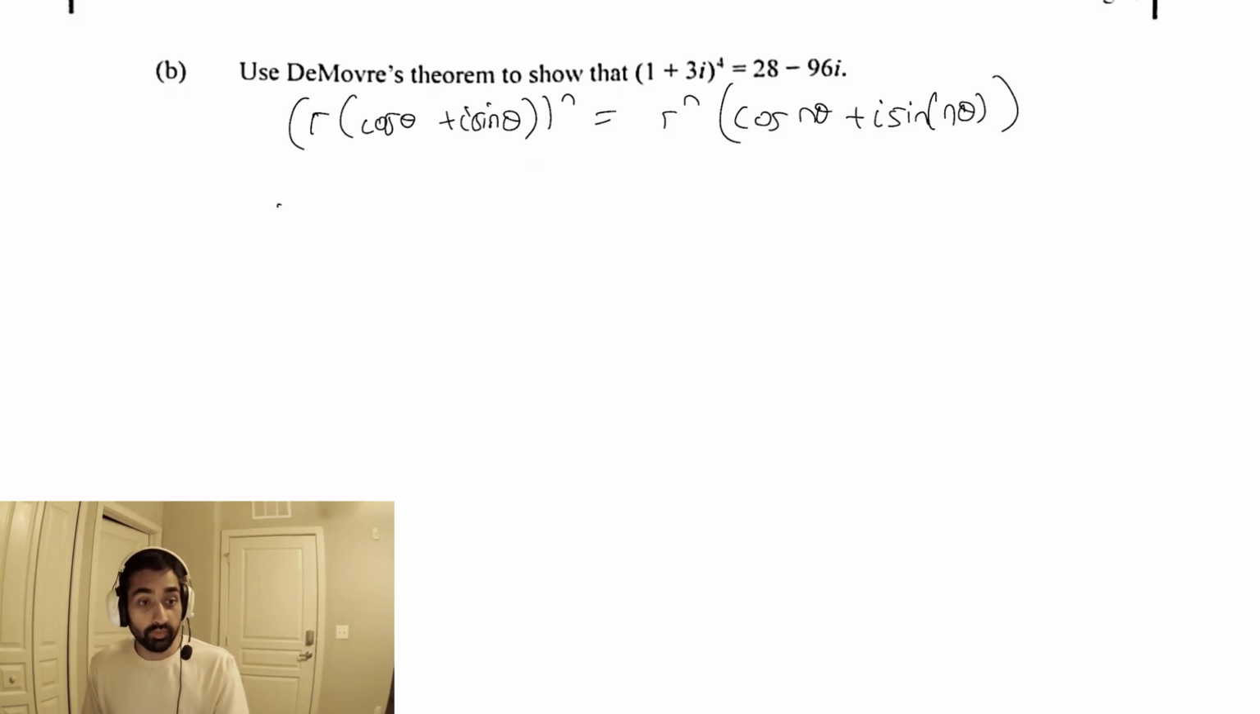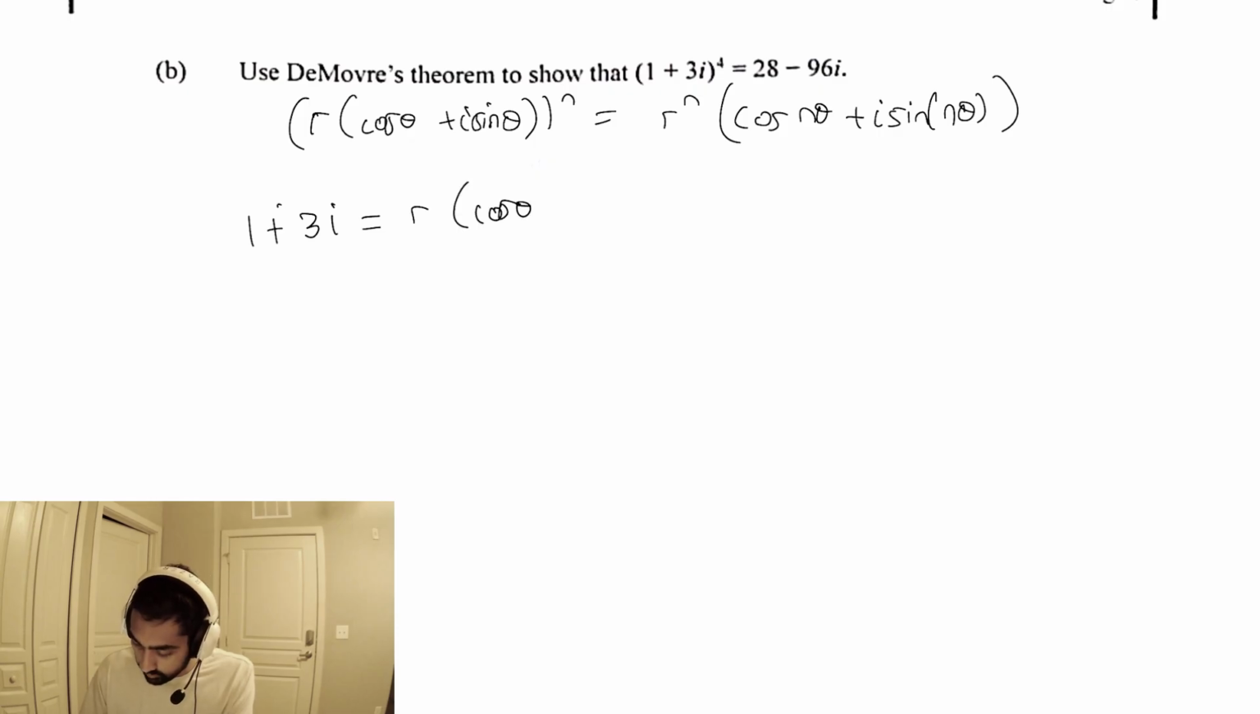So the goal, first step, is that we have to find what r and theta are. So to do that, I have to write 1 plus 3i is equal to r times (cosine theta plus i sine theta).